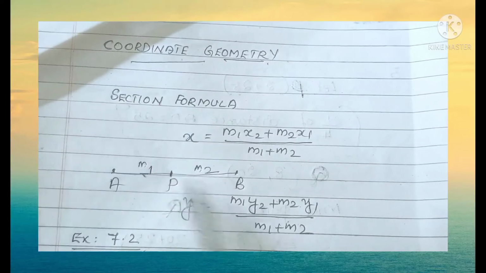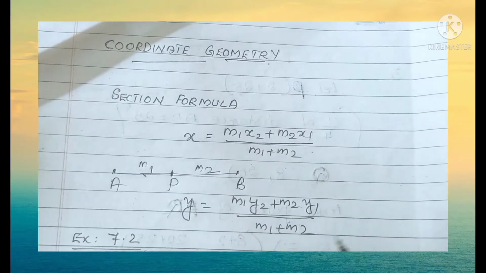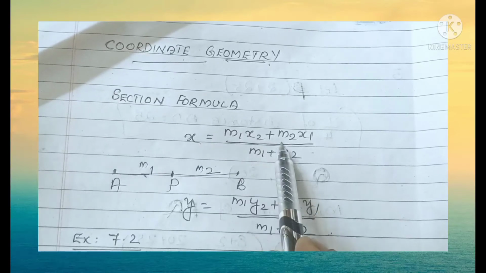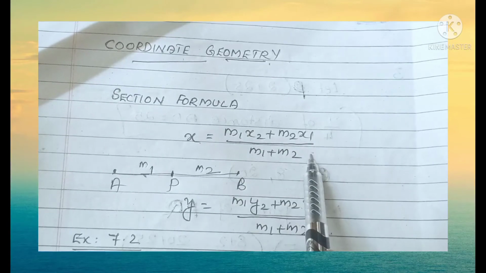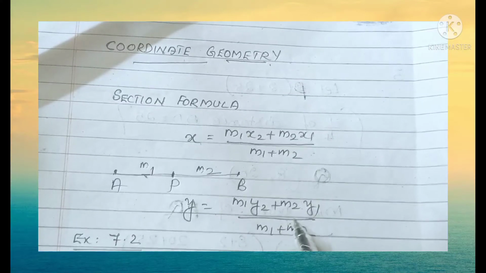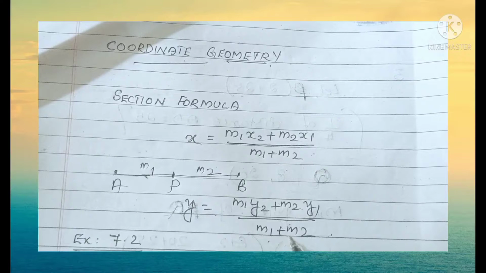For finding the coordinates of P, we are using the section formula, where x is equal to (m1x2 + m2x1) by (m1 + m2), and y is equal to (m1y2 + m2y1) by (m1 + m2).